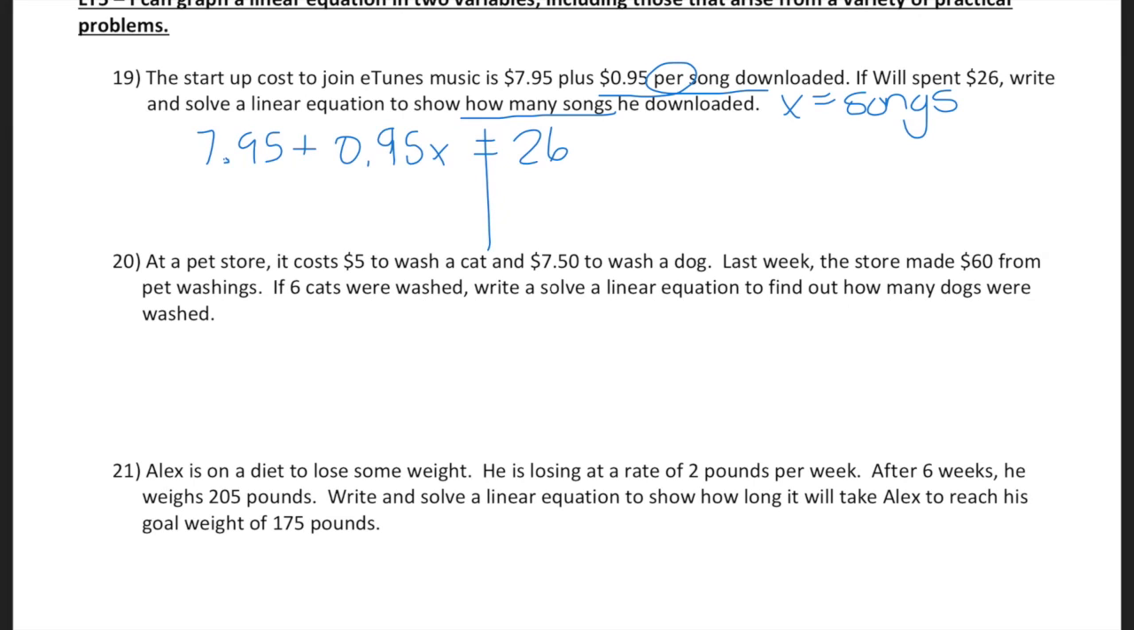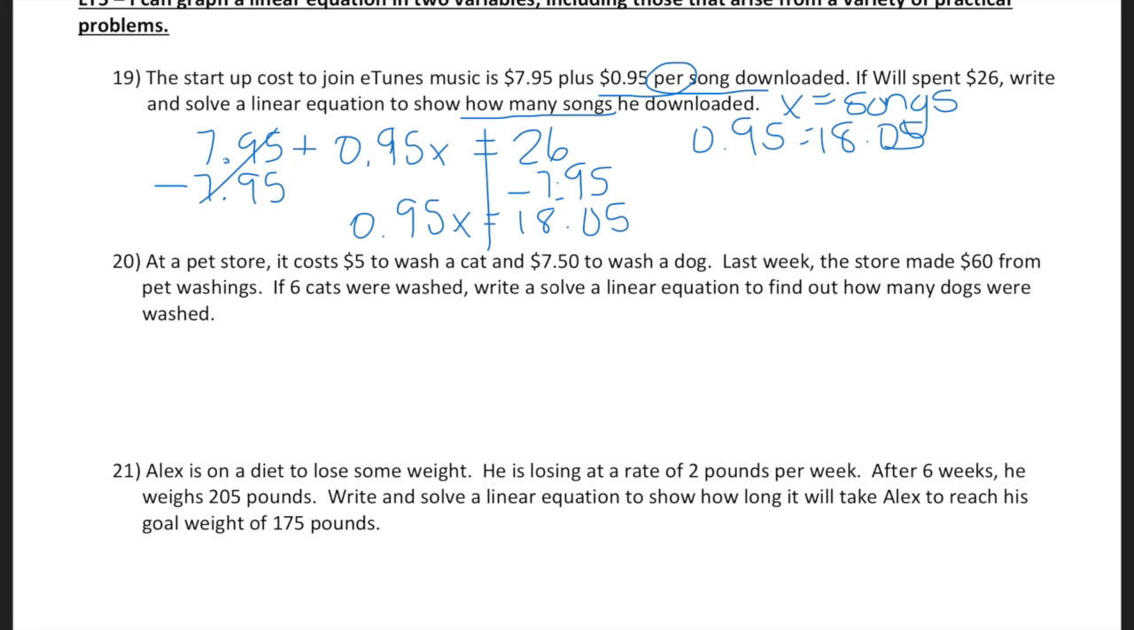So to solve this equation, we subtract $7.95 on both sides. 0.95x equals, I have no idea. Let me pull my calculator up. Hopefully you have Desmos. 26 minus 7.95 is 18.05. And then we move this over here. We're going to divide by 0.95.